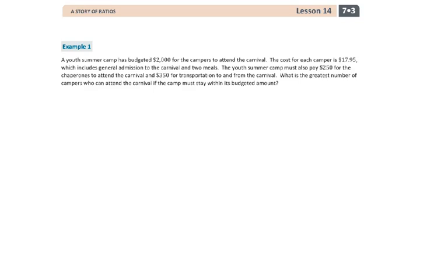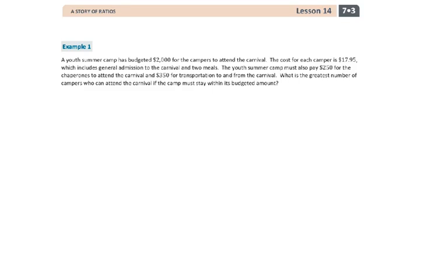It says a youth summer camp has budgeted $2,000 for the campers to attend the carnival. The cost for each camper is $17.95, which includes general admission to the carnival and 2 meals. The youth summer camp must also pay $250 for the chaperones to attend the carnival and $350 for transportation to and from the carnival. What is the greatest number of campers who can attend the carnival if the camp must stay within its budgeted amount?